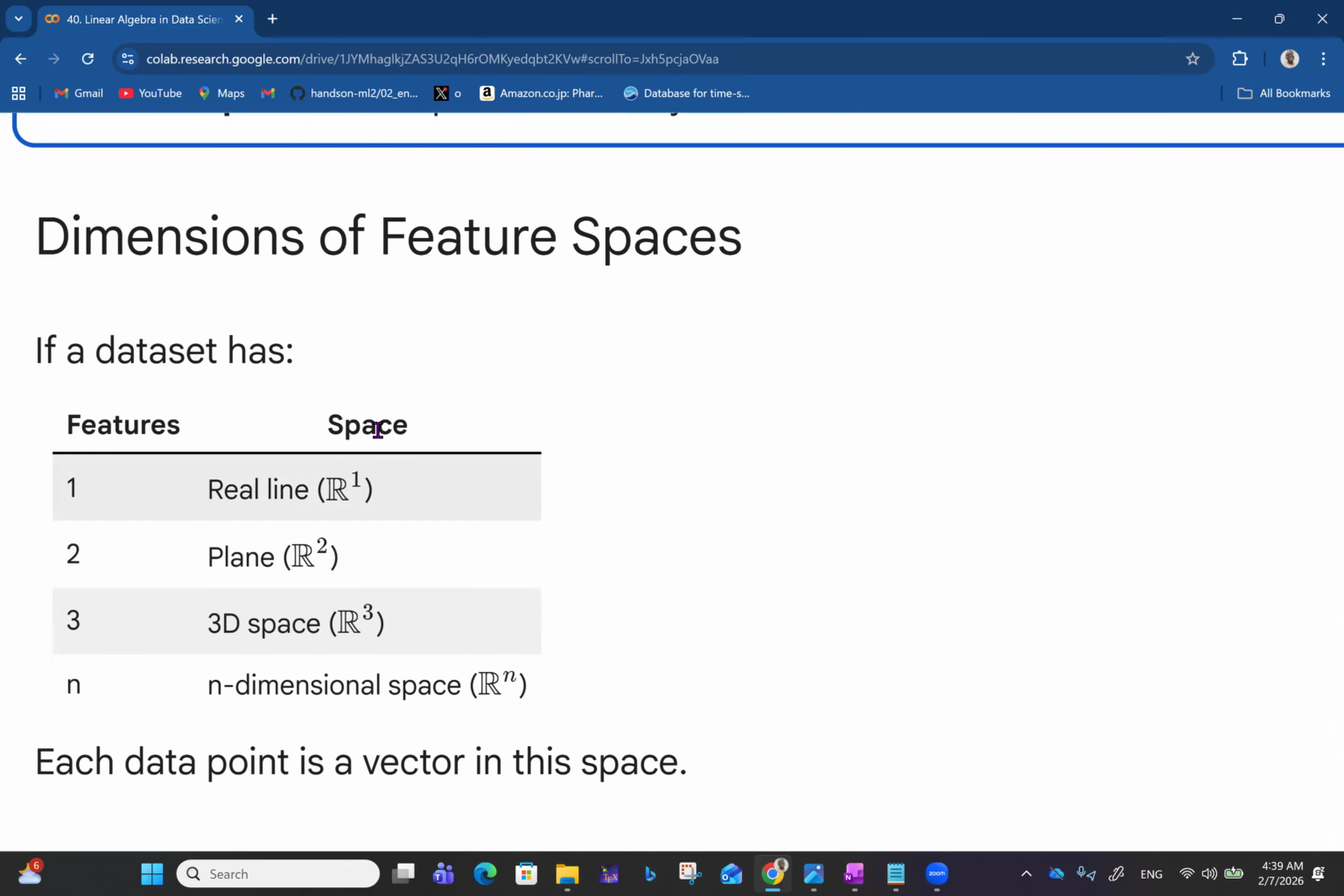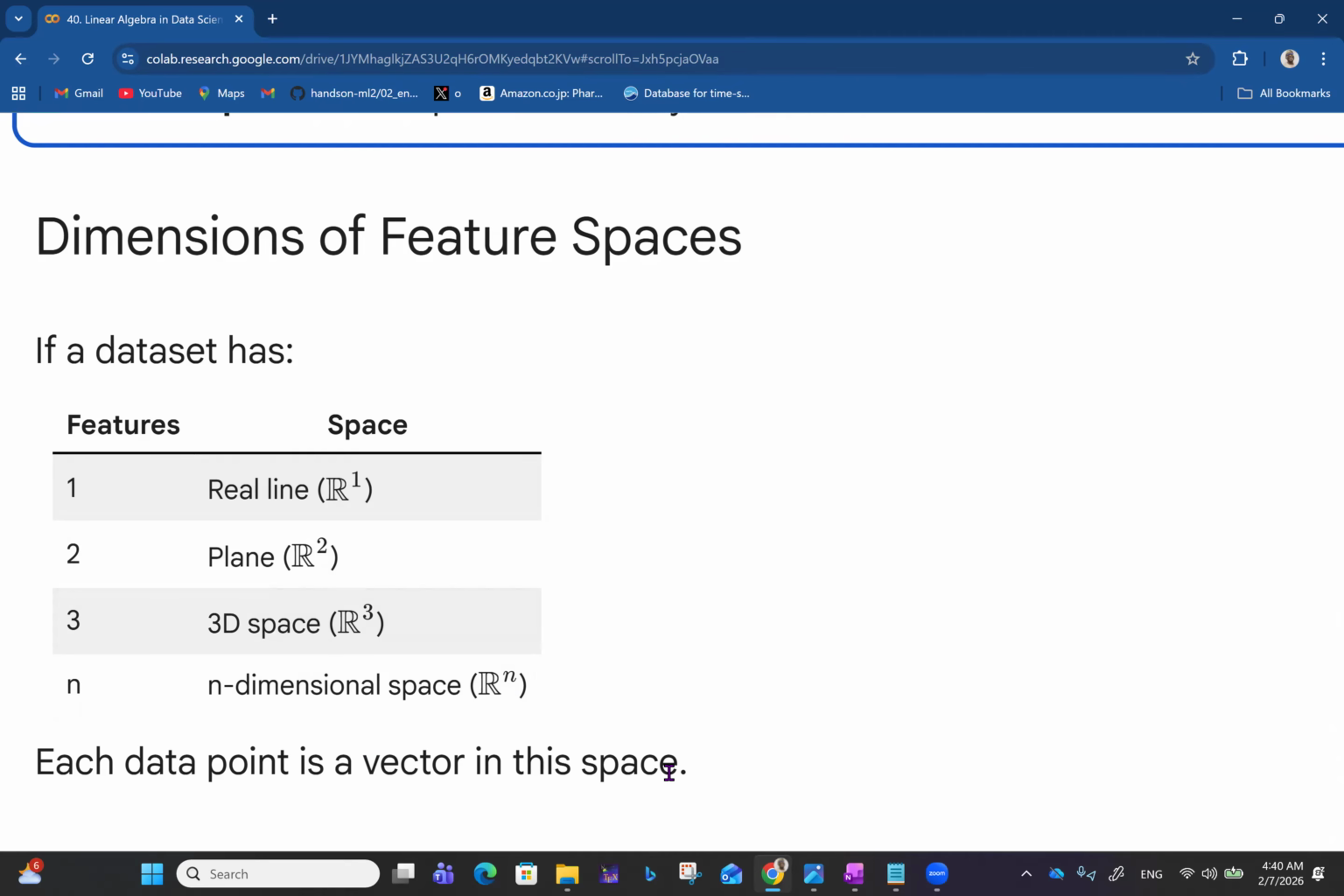So that's a one-dimensional real number space. But if you have two features, maybe weight and height, which are necessary to compute the body mass index, now you're talking about a plane, which is a two-dimensional real number system. Maybe you're now talking about weight, height, and age, so it goes to three-dimensional space. And you can have more. You can have an n-dimensional space depending on whatever you have.